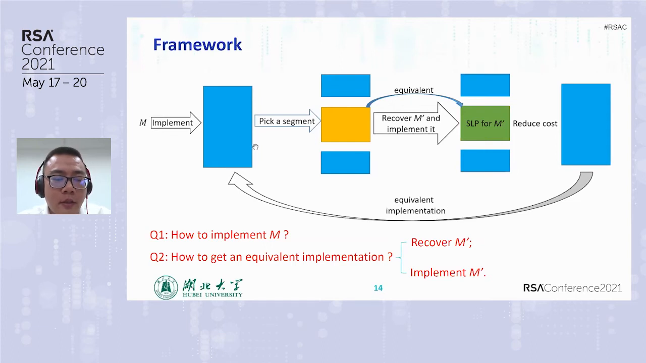And our framework provides a lot of flexibility within itself, because we do not fix the method to implement the matrix each time here and here. Because each heuristic has its own advantages, the heuristics proposed in the future can also be embedded in our framework.